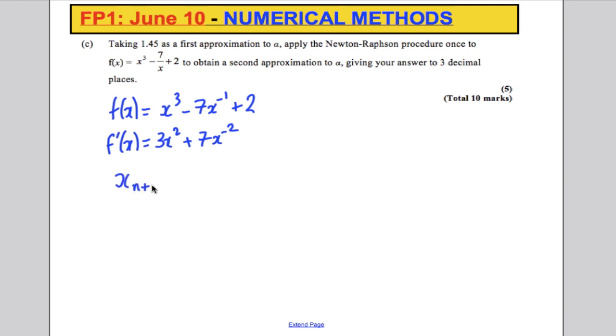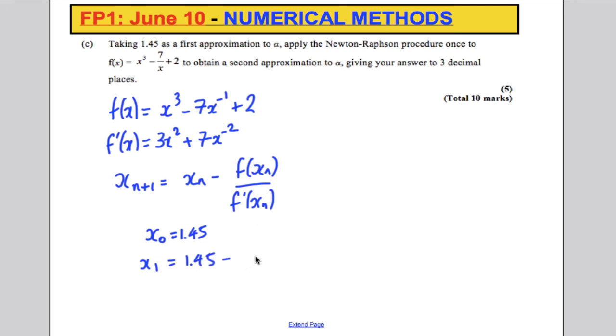f dash x is 3x squared plus 7x to the minus 2. Newton-Raphson, get another mark for stating it: x_(n+1) is x_n, subtract f of x_n over f dash x_n. If our x0 is 1.45, then our x1 will be 1.45, subtract f of 1.45, which is 1.45 cubed, subtract 7 over 1.45, plus 2, all divided by 3 times 1.45 squared plus 7 over 1.45 squared.